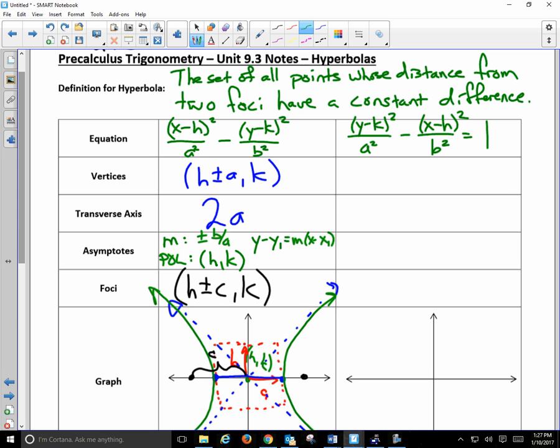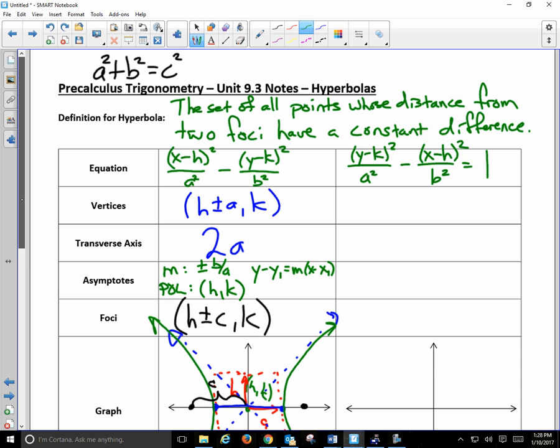Now, yesterday I told you that a squared was always greater than b squared. That was for ellipses. We have an equation with no equal sign, very interesting. So today we have a squared plus b squared. Does a squared have to be bigger than b squared? No. A squared could be bigger or smaller.